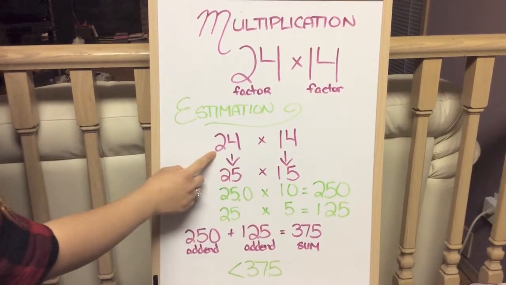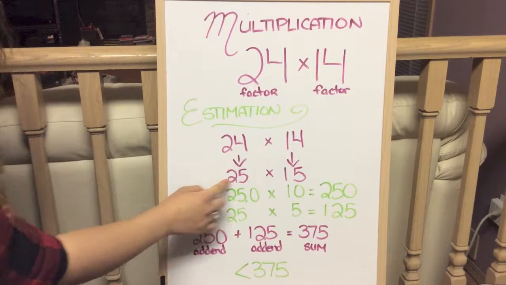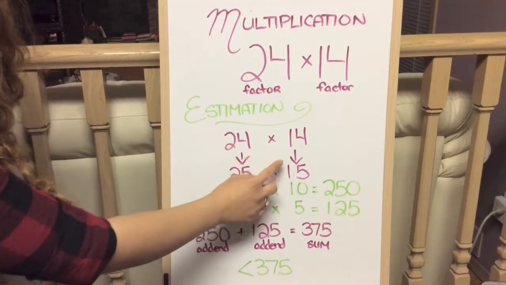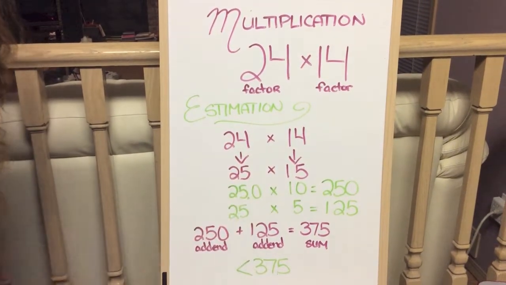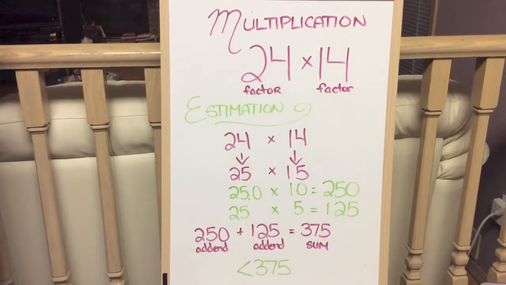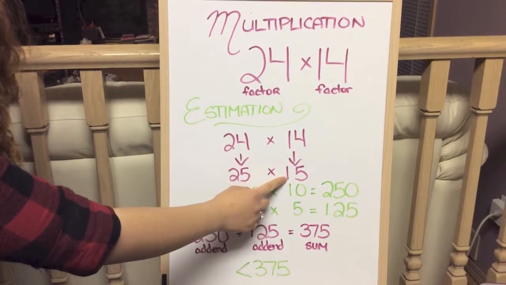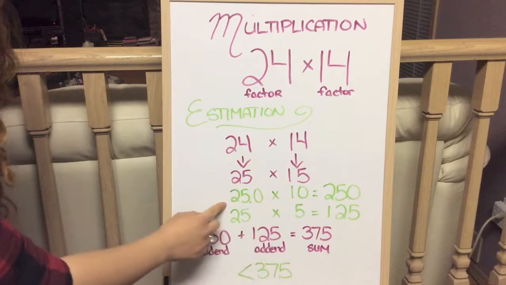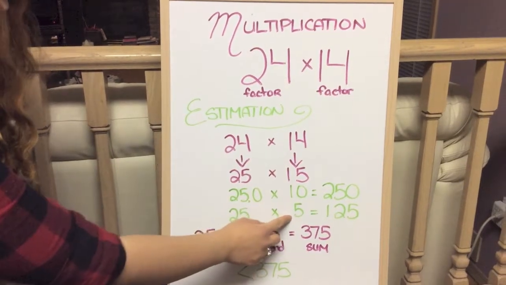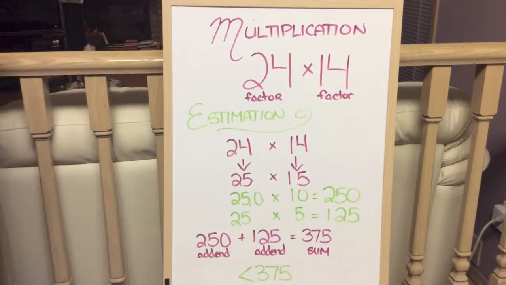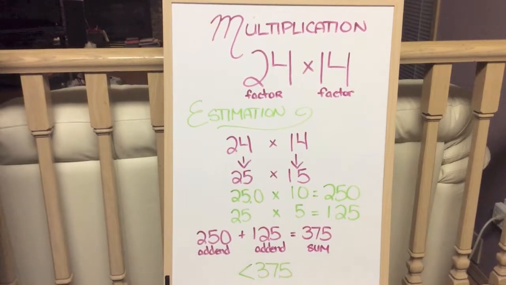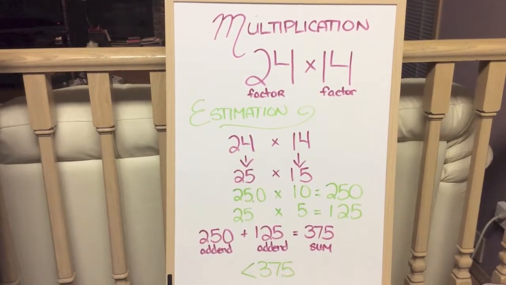I took the 24 and I rounded it up to 25, while I took the 14 and I rounded it up to 15, because those numbers are a little easier to work with. I split the 15 and decomposed it into 10 multiplied by 25 plus 5 multiplied by 25, because I made use of the distributive property by splitting the equation into two partial products.